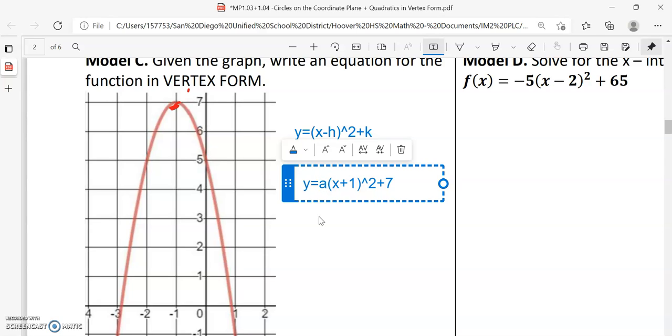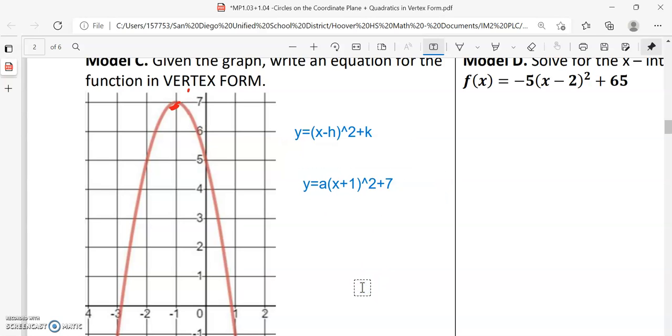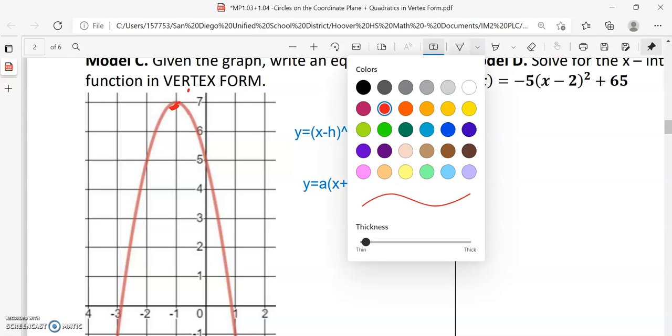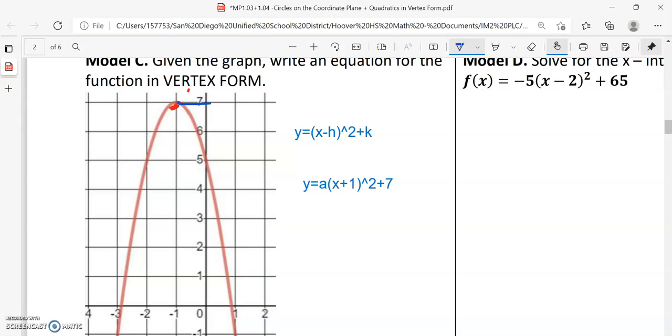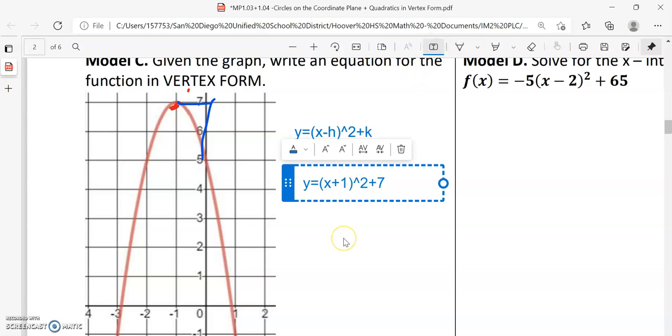Our a value here. So we're going to go left and right 1 unit. So let's go right 1 unit. Take the color to blue. Stands out. Right 1 unit and count down to our graph. Boom. Down to 2. So we're going down 2, which means it's negative 2. That's our equation. That's all you have to do.